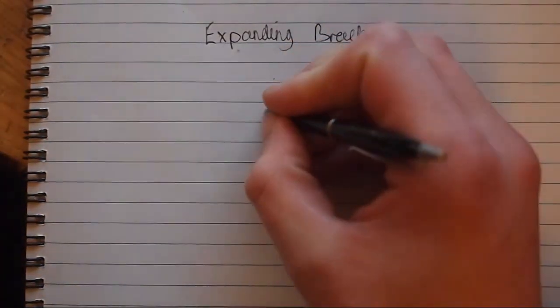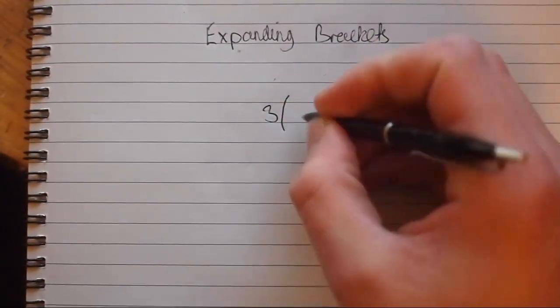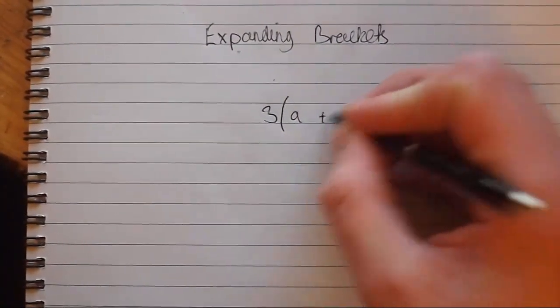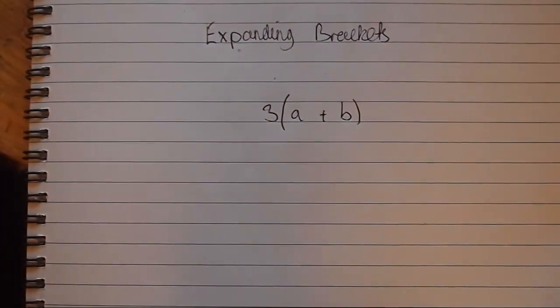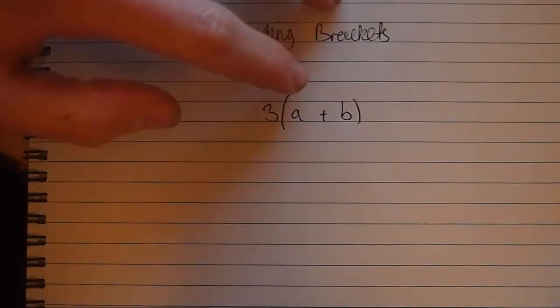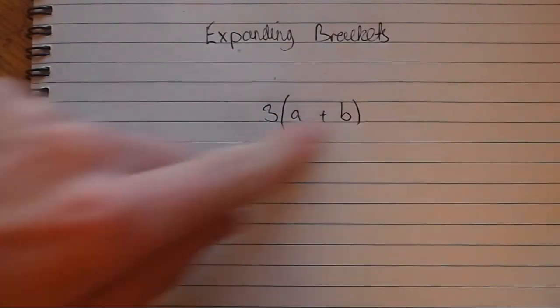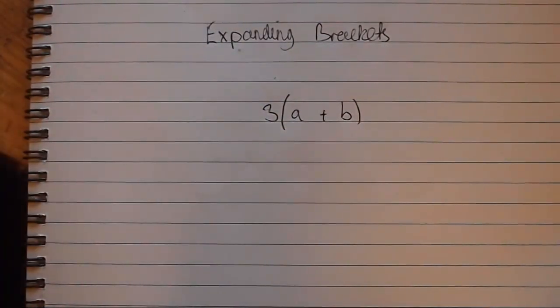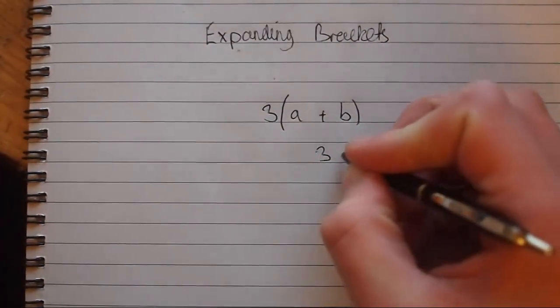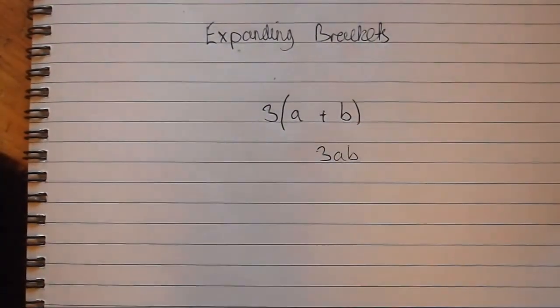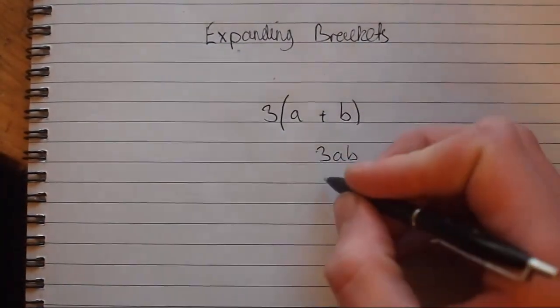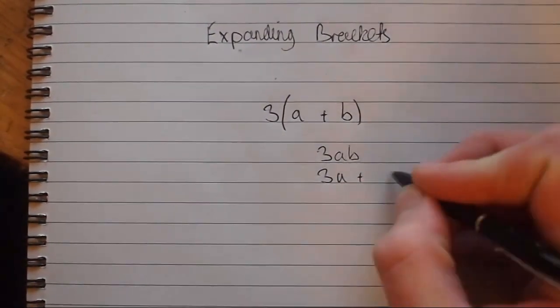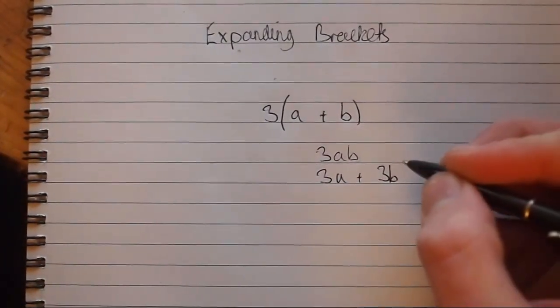So essentially when you have a bracket, brackets mean we do this first. So what this is doing is it's doing a plus b and then multiplying that by 3. So you have 3 lots of a plus b. But we can also write this 3 times (a plus b) as 3a plus 3b. And I'll show you why.